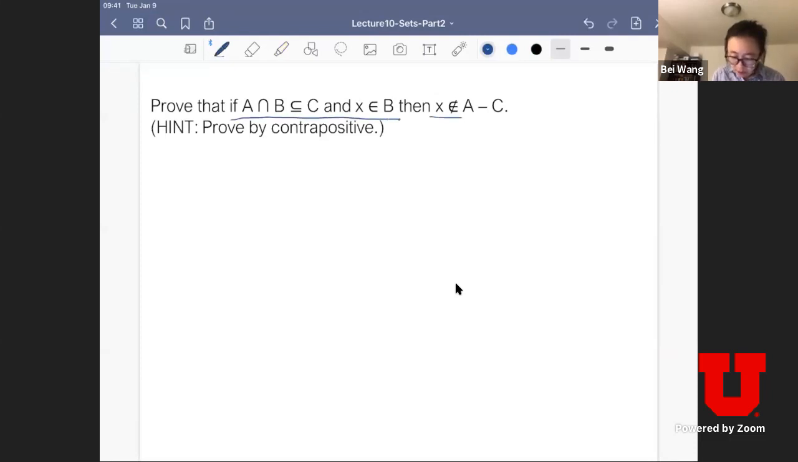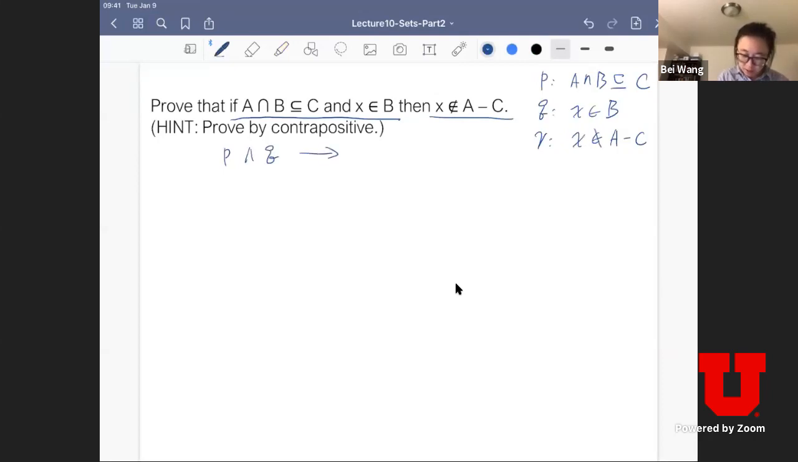So, if we want to be careful, we need to think about what is the contrapositive statement here. And let's use P, Q, and R to correspond to each of the statements here. Let's say my P statement is A intersect B is a subset of C. My Q statement is X is an element of B. And my R proposition is X is not in A minus C. So the original statement is P and Q implies R.